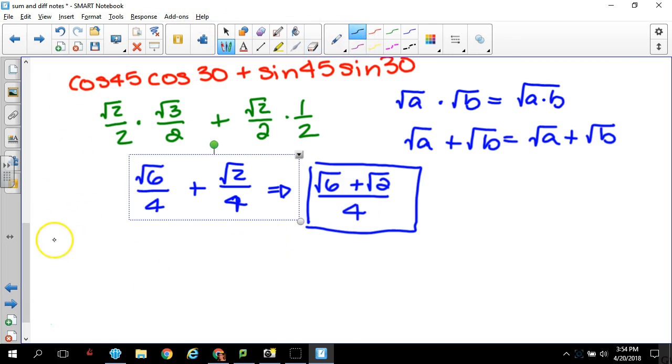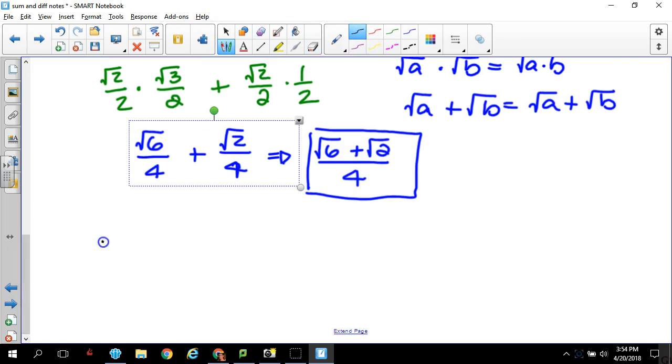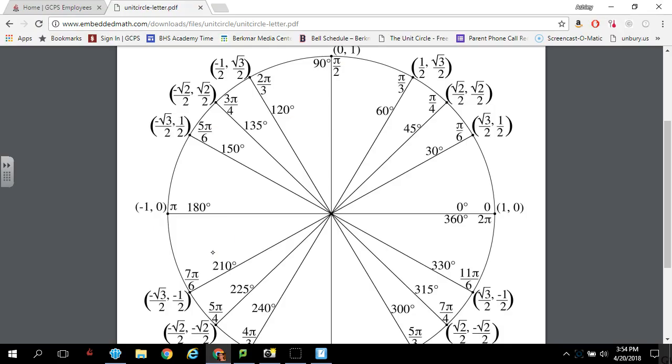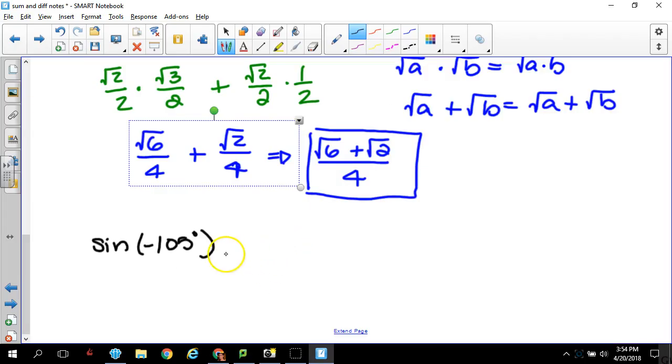All right, let's try a different one. Let's do sine of negative 105 degrees. So again, that's where I'm going to have to take something on my unit circle and figure out what to do there. I could do 120 minus 225. That'll get me negative 105, so that's what I will do. So I have sine 120 minus 225. I could use something else if it also adds up to negative 105, but this is the one I'm choosing to use right now.